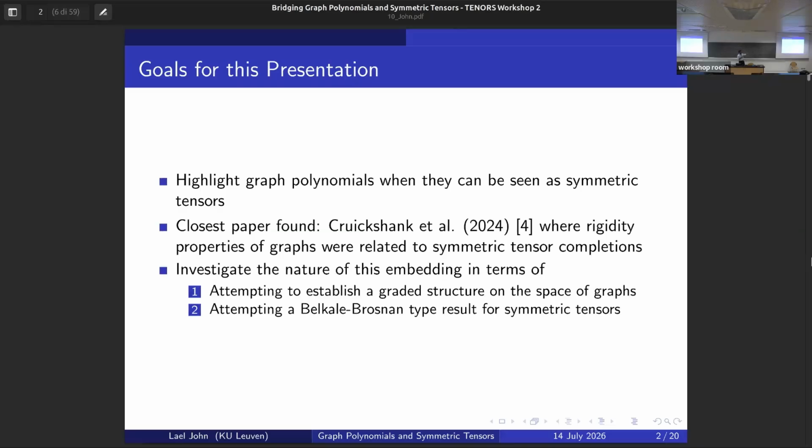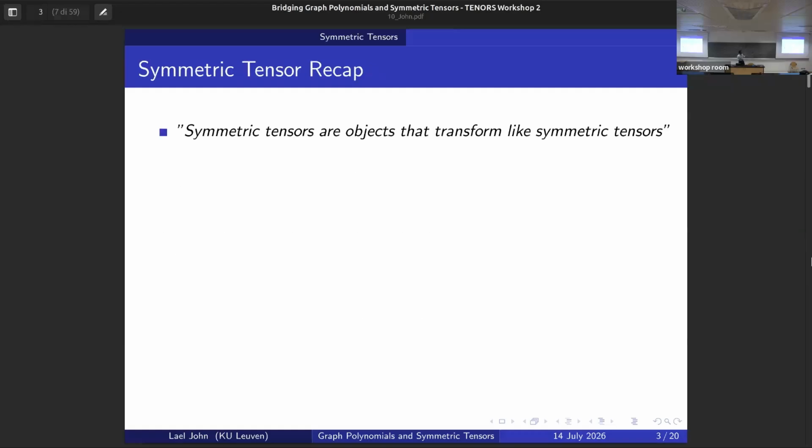So those are my two attempts, right? And spoilers, I am not going to be able to say anything about either putting a graded structure or about making a Berkeley-Brosnan type result on symmetric tensors, right? But I will show you the attempts anyways. So what is a symmetric tensor?